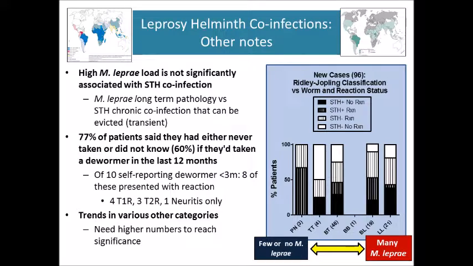So some other notes. The high leprosy load was not significantly associated with soil-transmitted co-infection. This is different from the Brazilian study. They were able to show high bacterial load and co-infection. However, why did we not see that in Nepal? Nepal, since 2003, has been having mass drug administration through an anti-filariasis campaign.